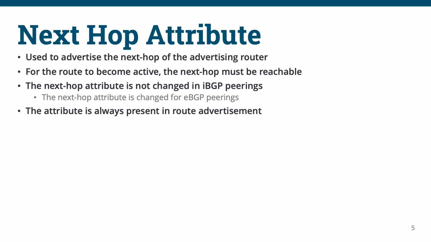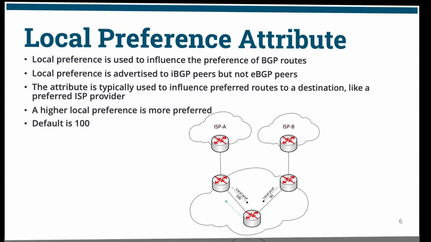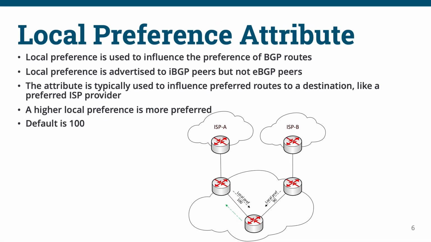Let's take a closer look at the local preference attribute next. Local preference is used to influence the preference of BGP routes, such that administrators may select which route is installed as the best route in the routing table. This is used to influence outbound traffic from the enterprise autonomous system. The route with a higher local preference value will be the one to be installed in the routing table of BGP-speaking routers. This attribute is propagated only within the local autonomous system. Therefore, it is advertised to iBGP peers, but not eBGP peers.